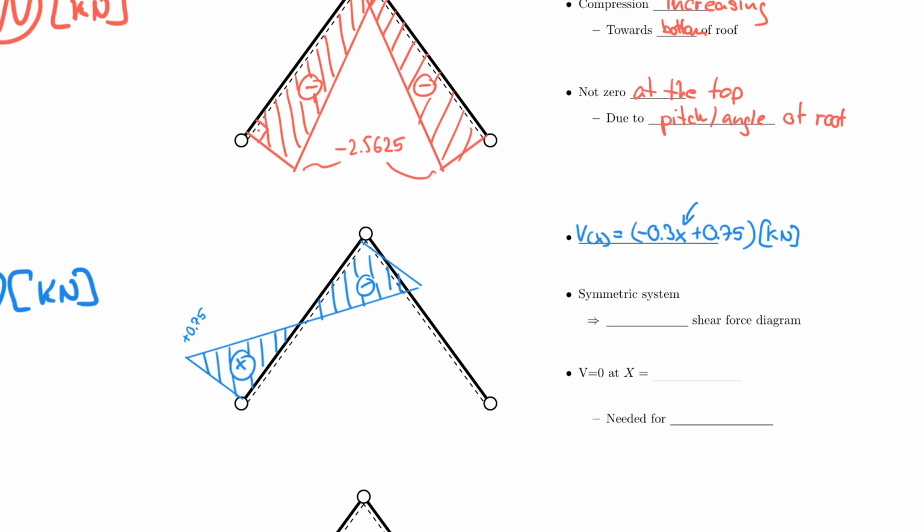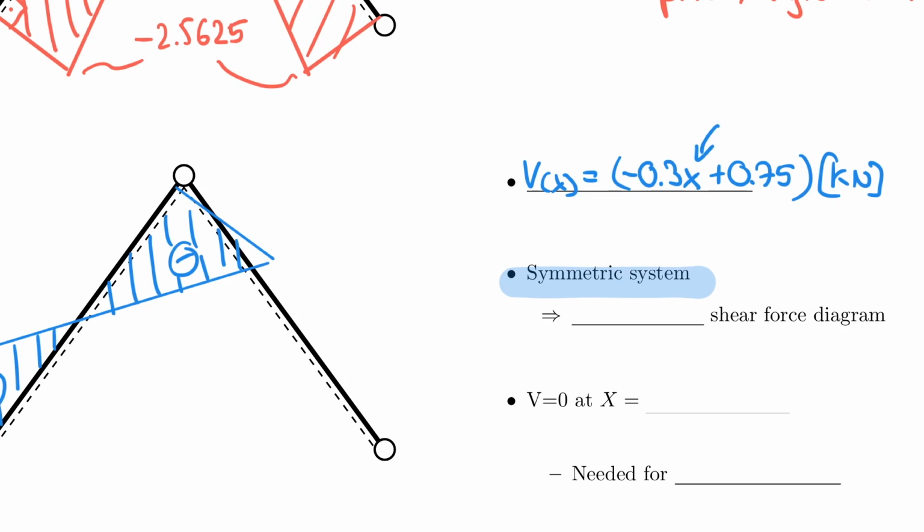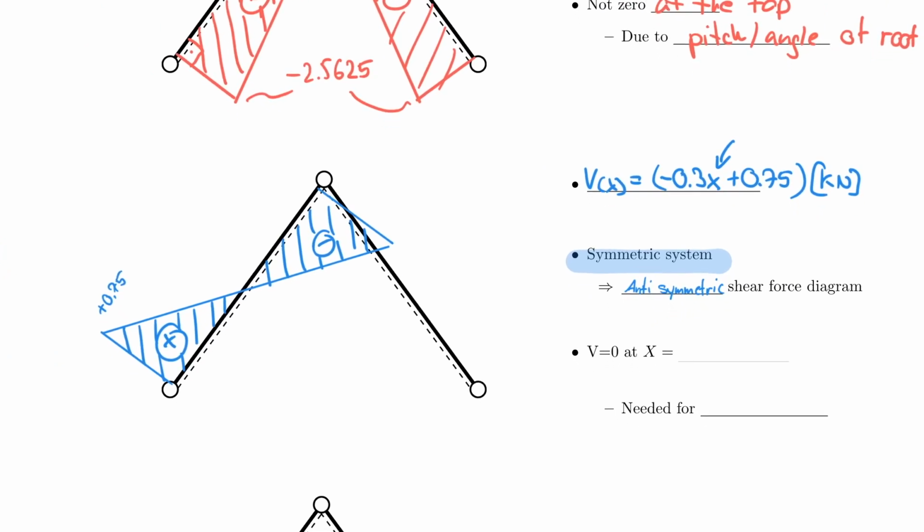Now let's think about how we can apply this to the right side of the system. So please note that the system actually is a symmetric system. And remember what we already discovered before, that if the system is symmetric, the shear force diagram is anti-symmetric. And how does it apply now? So instead of starting at a positive value on the foot, I have a negative value.